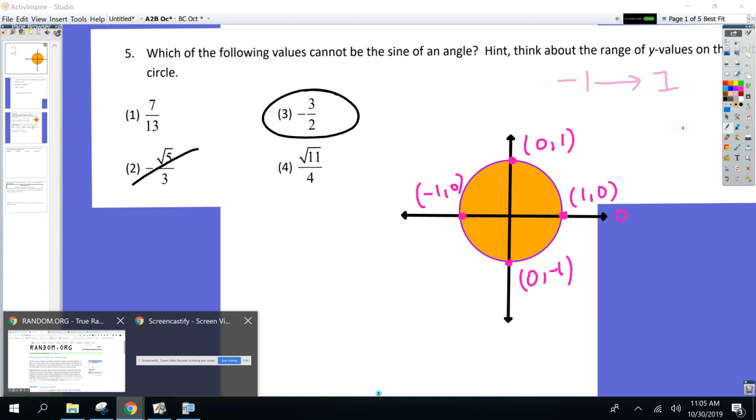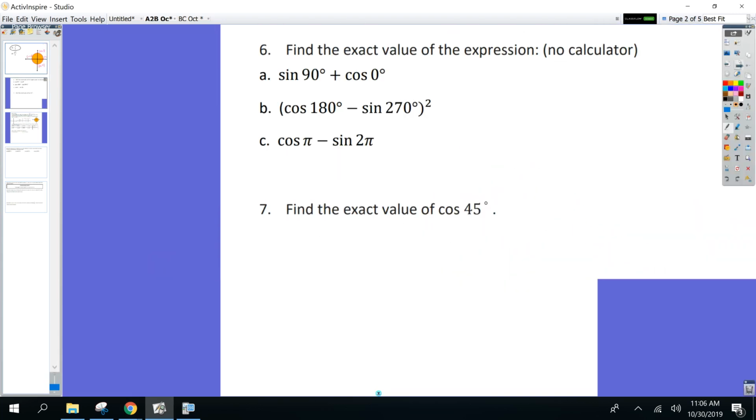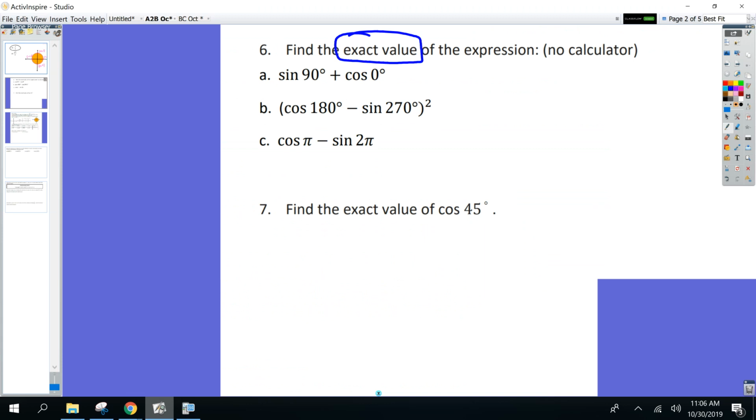All right? Next up, even if you tried them or not, I still want to go over all this stuff. This is a huge thing for me when it says exact value. What am I not looking for when it says exact value? Decimals, yep. And notice 90, 0, 180, 270. Where are all those angles located? On the line, right? The x or the y-axis.